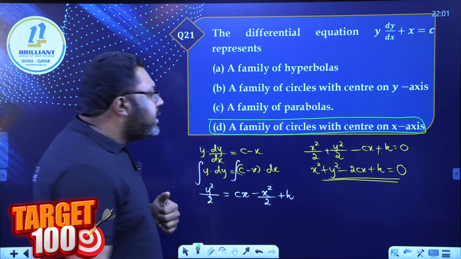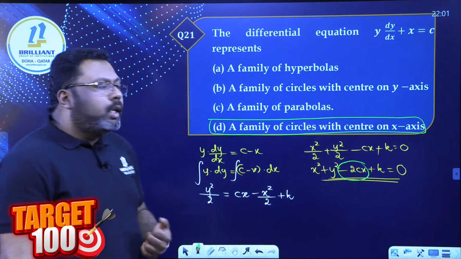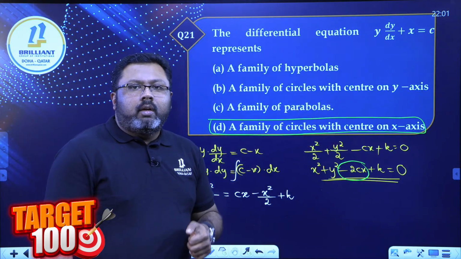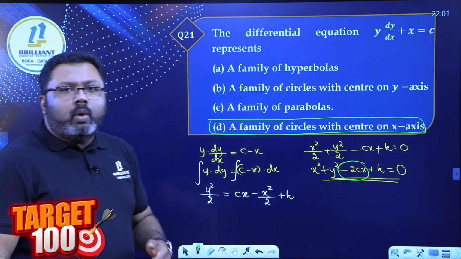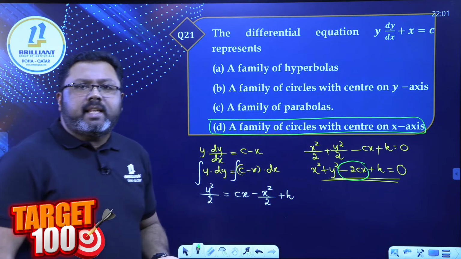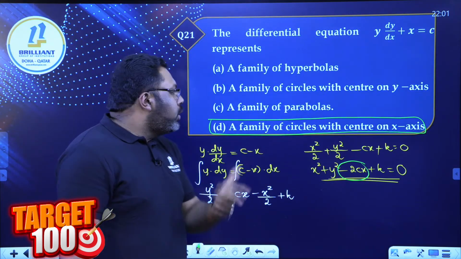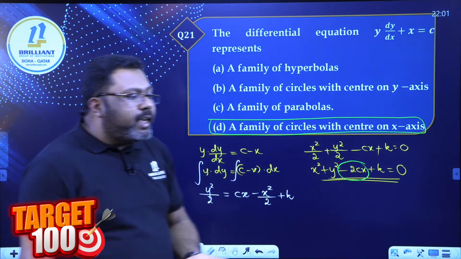It's center on x-axis because it does have an x coordinate. There is no y coordinate. y is 0. y coordinate 0 is happening only on x-axis. So my center lies on x-axis. So it's a family of circles with center on x-axis.